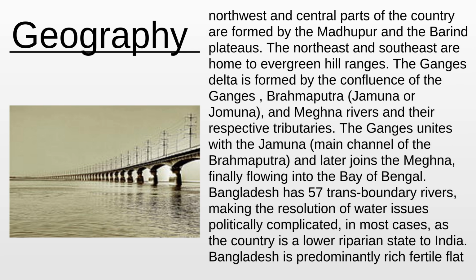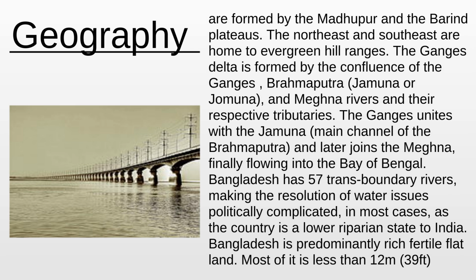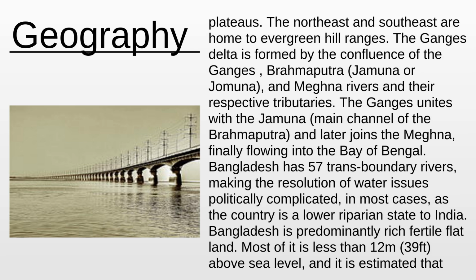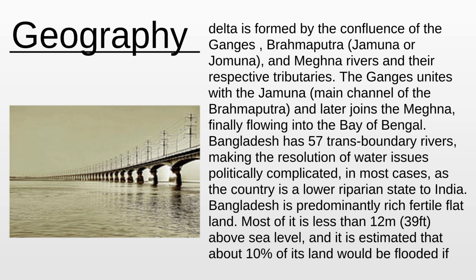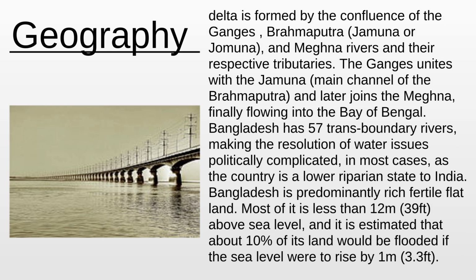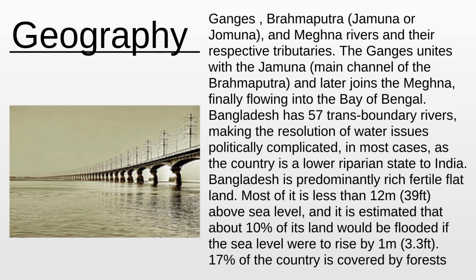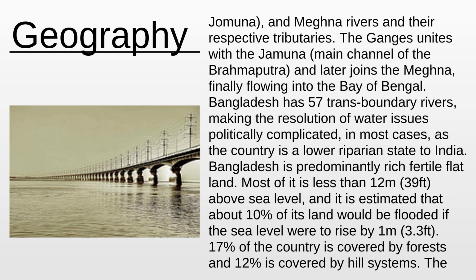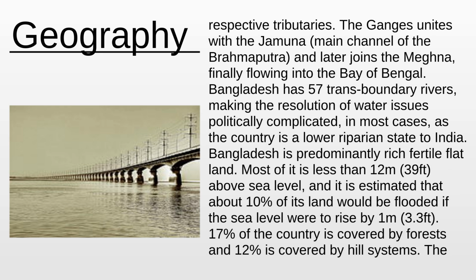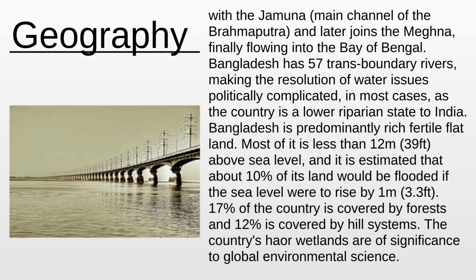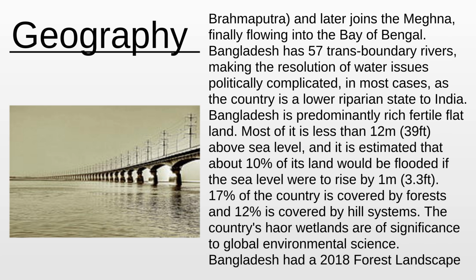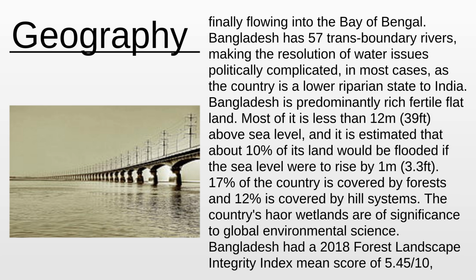The Ganges Delta is formed by the confluence of the Ganges, Brahmaputra, Jamuna, and Meghna rivers and their respective tributaries. The Ganges unites with the Jamuna, main channel of the Brahmaputra, and later joins the Meghna, finally flowing into the Bay of Bengal. Bangladesh has 57 transboundary rivers, making the resolution of water issues politically complicated, in most cases, as the country is a lower riparian state to India.